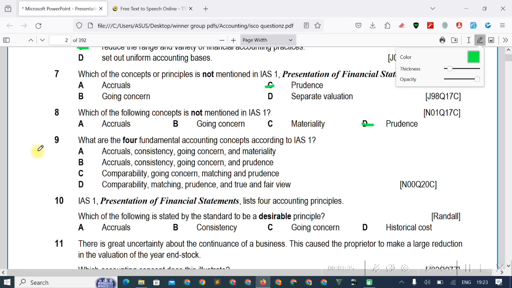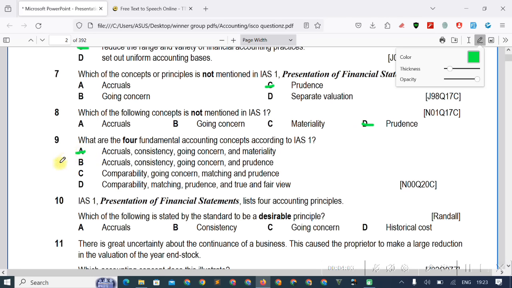9. What are the four fundamental accounting concepts according to IAS 1? A. accruals, consistency, going concern, and materiality. B. accruals, consistency, going concern, and prudence. C. comparability, going concern, matching and prudence. D. comparability, matching, prudence, and true and fair view. The answer is A. accruals, consistency, going concern, and materiality.